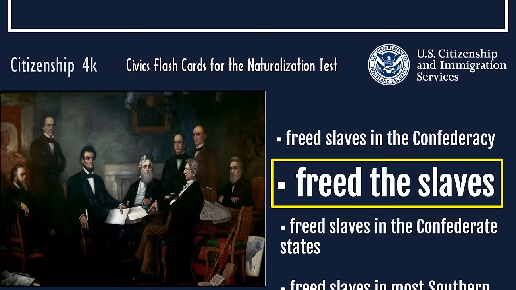What are the two parts of the U.S. Congress? The Senate and House of Representatives. Name one state that borders Mexico. New Mexico.